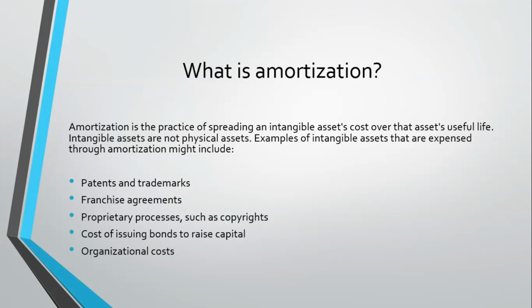Amortization is the practice of spreading an intangible asset cost over that asset useful life. Intangible assets are not physical assets. Examples of intangible assets that are expensed through amortization might include: first, patents and trademarks; second, franchise agreements; third, proprietary processes such as copyright; fourth, cost of issuing bond to raise capital; and last, organizational costs.